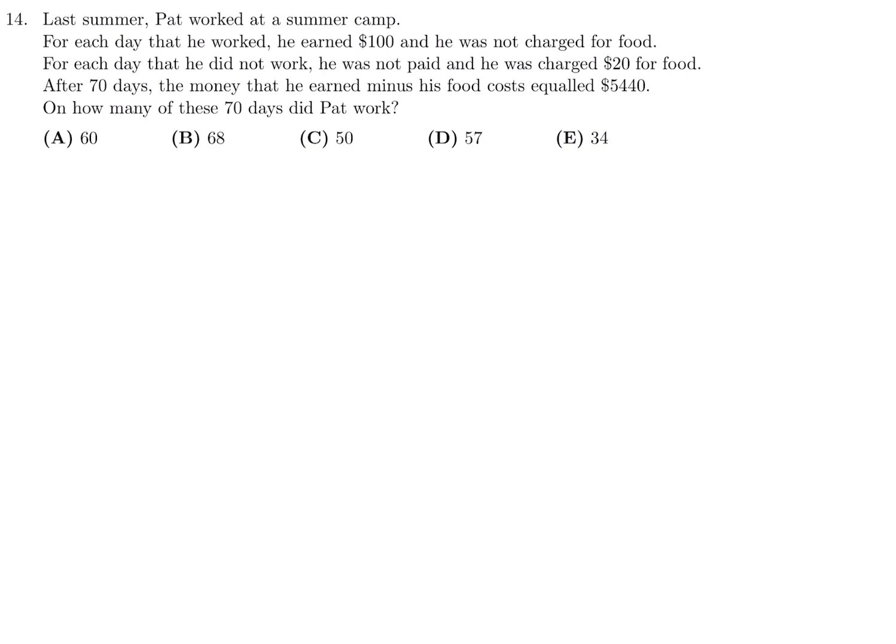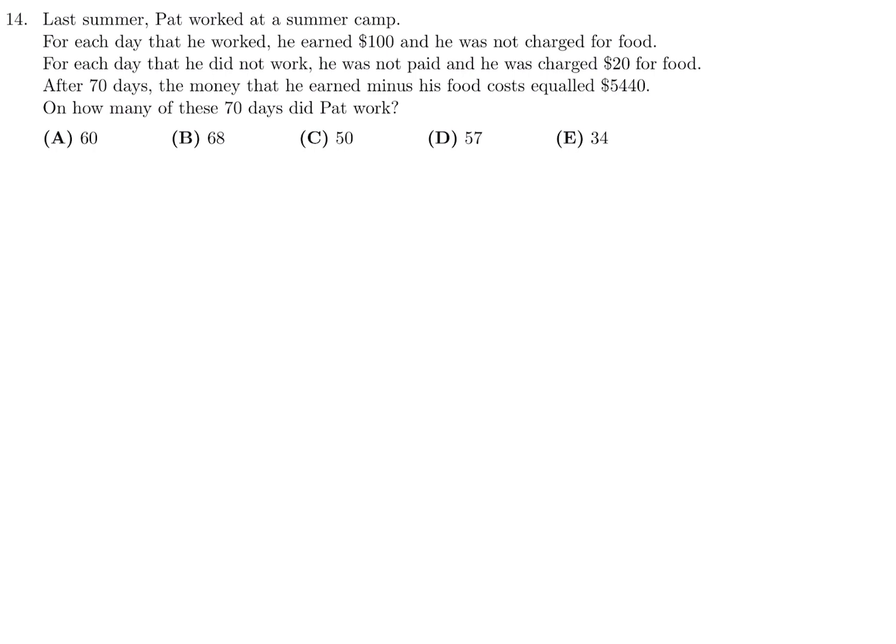Last summer, Pat worked at a summer camp. For each day he worked, he earned $100 and he was not charged for food. For each day that he did not work, he was not paid and he was charged $20 for food. After 70 days, the money that he earned minus the food cost equals 5,440. Of how many of the 70 days did Pat work?